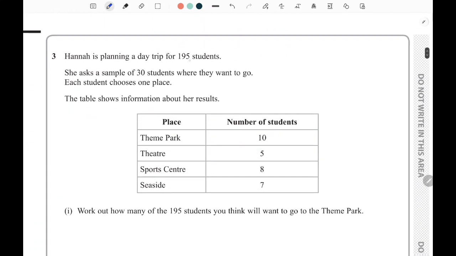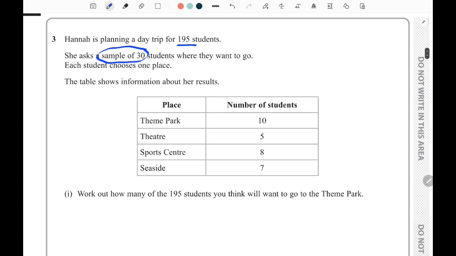Hannah's planning a day trip for 195 students, and she takes a sample of 30 and asks each of them where to go, and they give their answers accordingly. So of the 30, 10 want to go to a theme park, 5 theatre, 8 sports centre, 7 seaside, etc. What they want you to do is work out how many of the total 195 students would want to go to the theme park based on this sample.